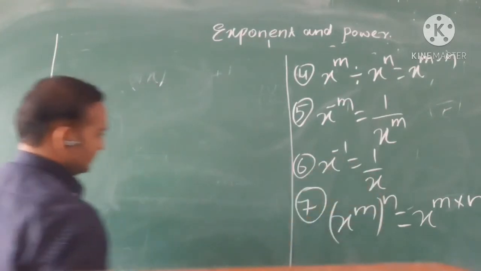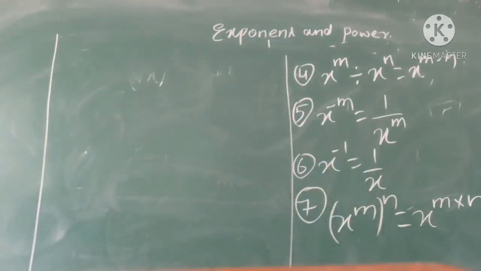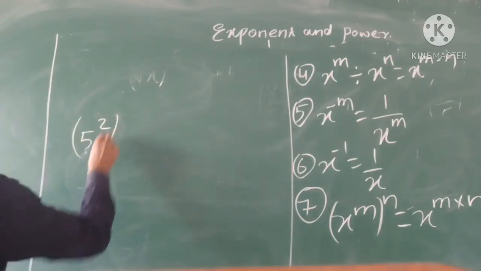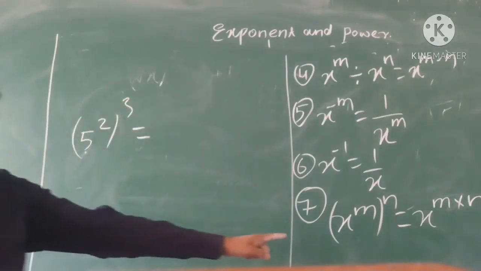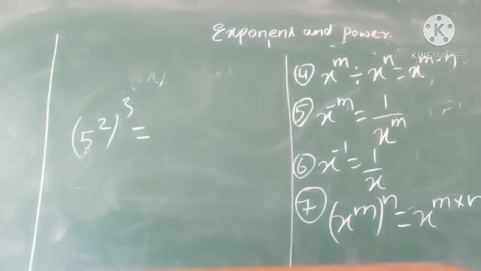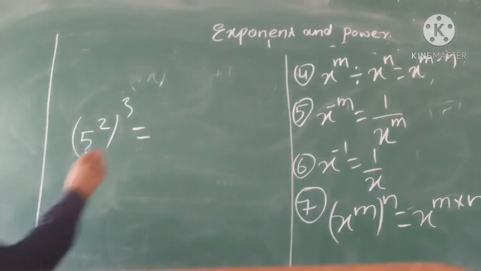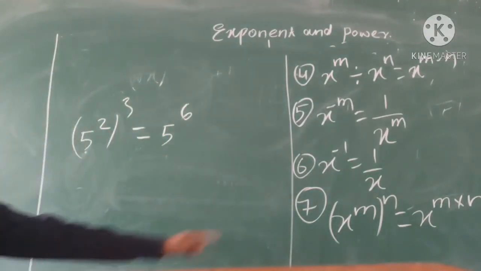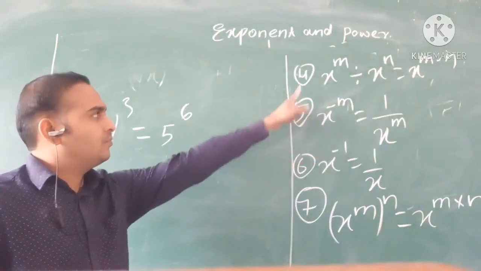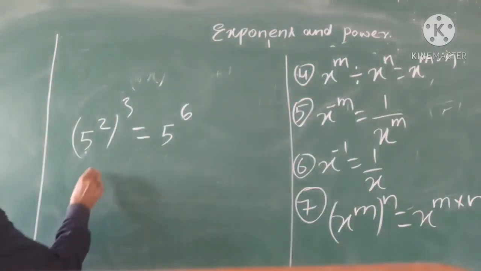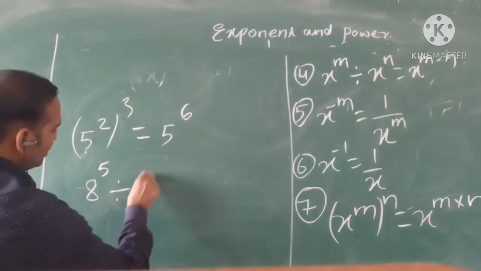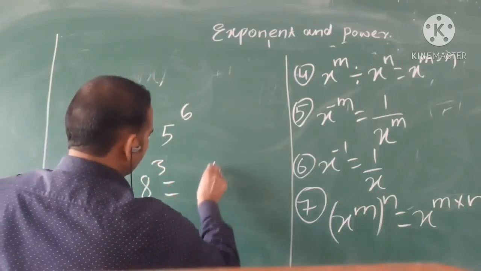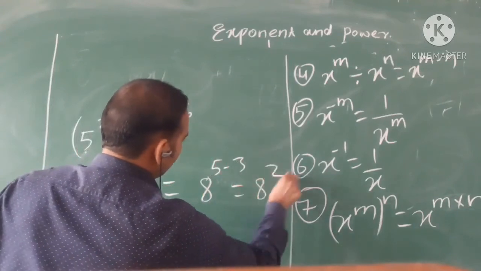Suppose number 7, this one is a property or law: 5 to the power 2 to the power 3. I am going to solve it by property 7. That means 5 to the power 2 into 3 is 5 to the power 6. Property 4: 8 to the power 5 divided by 8 to the power 3. Bases are same, powers are subtracted, 8 to the power 2.